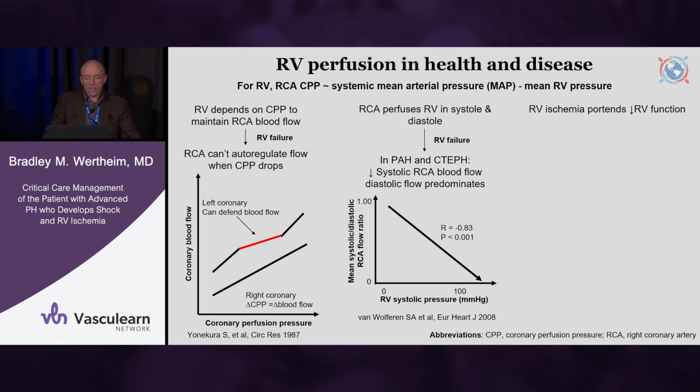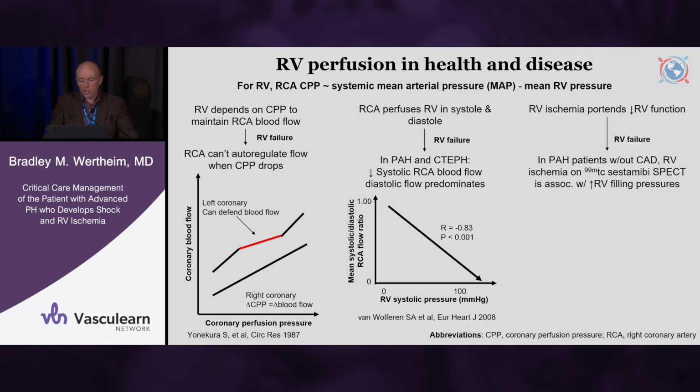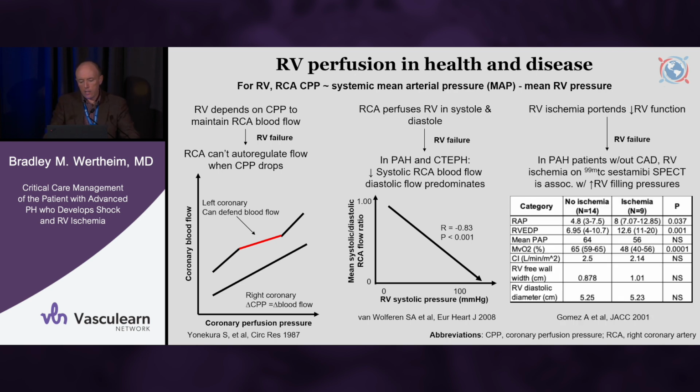And what does this mean functionally? We can see data for that in the next figure. So in 23 patients without epicardial coronary artery disease undergoing myocardial perfusion imaging, along with echo and right heart cath, we can see that the patients with evidence of RV ischemia have much higher filling pressures and lower MVO2s than those patients without evidence of ischemia. So we can see that RV perfusion matters.